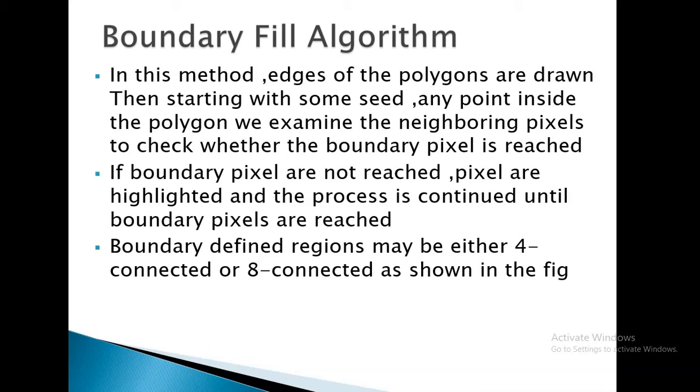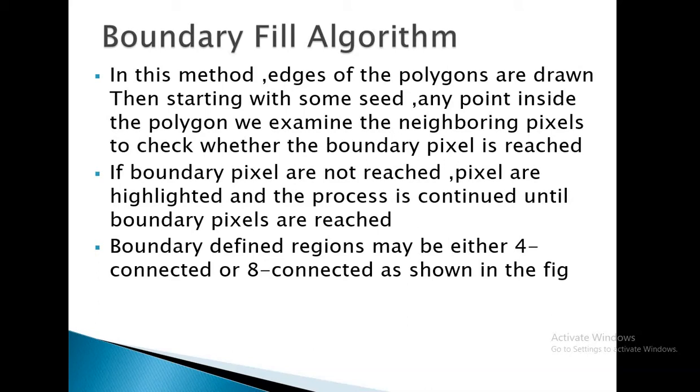a polygon. We first find out some pixel which is inside the polygon, and then after that we find out the neighboring pixel and examine this neighboring pixel to check whether the boundary pixel is reached or not. If the boundary pixel is not reached, then pixels are highlighted and the process is continued until the boundary pixel is reached. We have to check whether the pixel is the boundary pixel or not, and if it is the boundary pixel, then we have to stop filling the polygon.